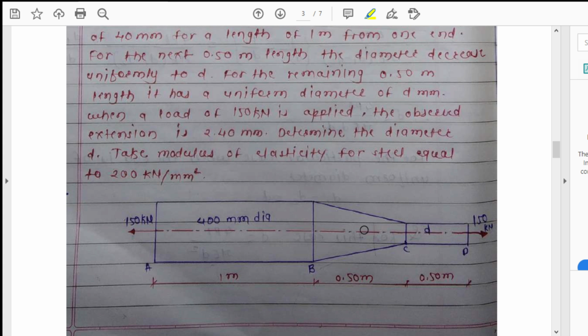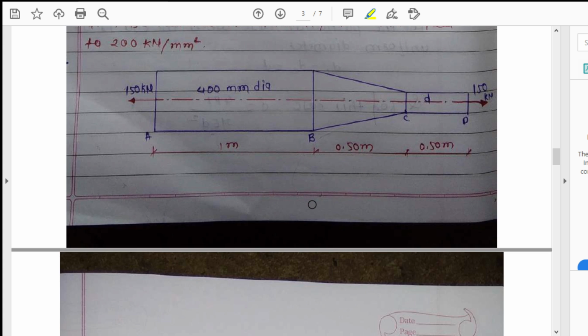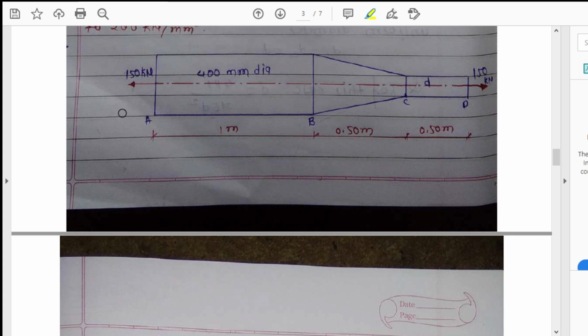Now here the force of 150 kilonewtons is applied at both ends. The force is a tensile force, pulling the whole member in the outward direction. Now we'll find out for the first part, the second part, and again the third part. We have to find out the separate extensions.